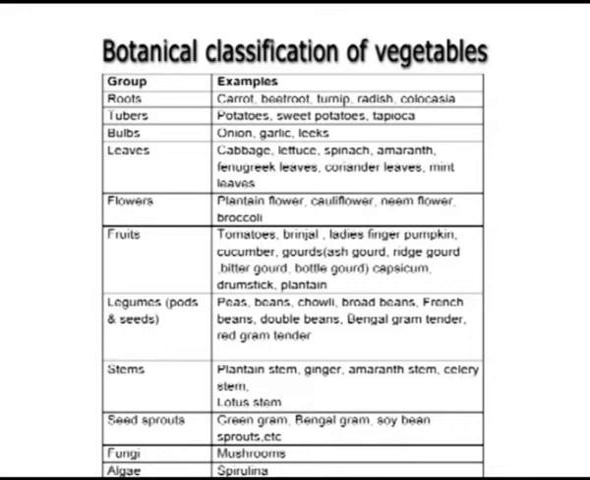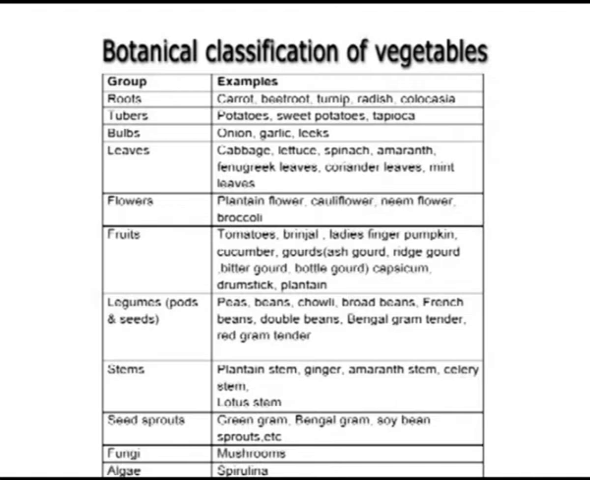Now, under legumes we have classified peas, beans, broad beans, French beans, double beans, tender Bengal gram as well as tender red gram, which we also put under pods and seeds. Now, under stems we have plantain stem, ginger, amaranth stem, tender amaranth stem, celery and lotus stem.